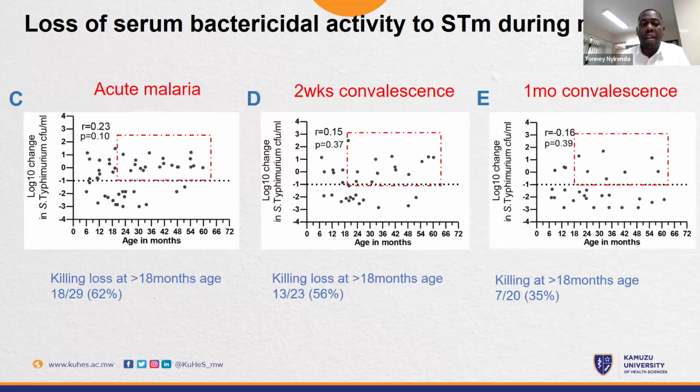So then we probed further those that had malaria. And indeed, as pointed out earlier, those that were older than 18 months but had malaria at the acute stage, a good number of them were not killing very well. Up to 62% had poor killing. 2 weeks down the line, 56% had poor killing. 1 month down the line, 35% had poor killing. So to a certain extent, it tells us that the impact, much as it appears to be transient when you have malaria, lasts for quite some time. Here we're looking at the space of 30 days or so.